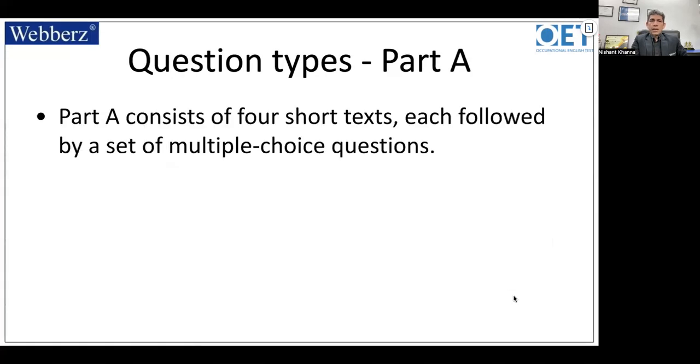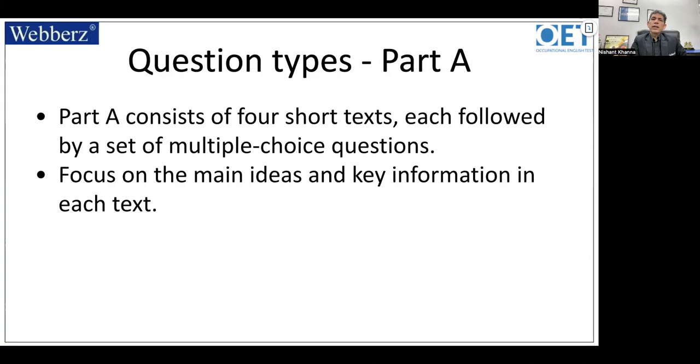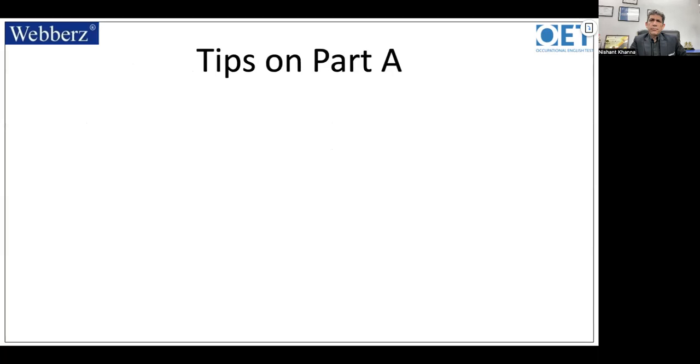The question types of Part A consist of 4 short texts. Each is followed by a set of multiple choice questions. You have to find out the main idea and the key information in each text. 15 minutes time, total number of questions 20. Very tricky, but very easy.